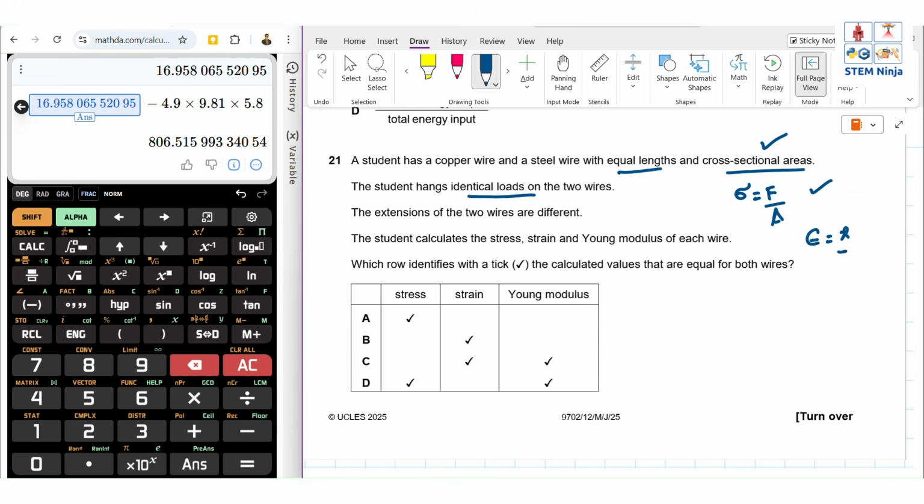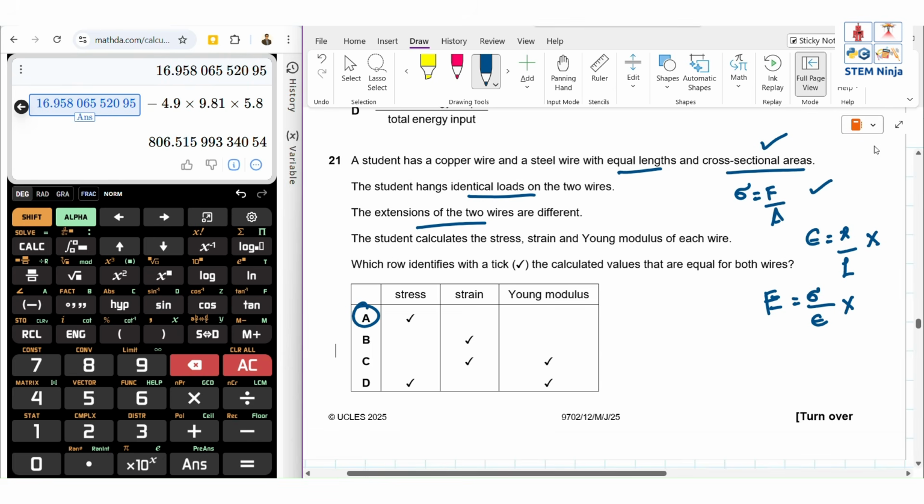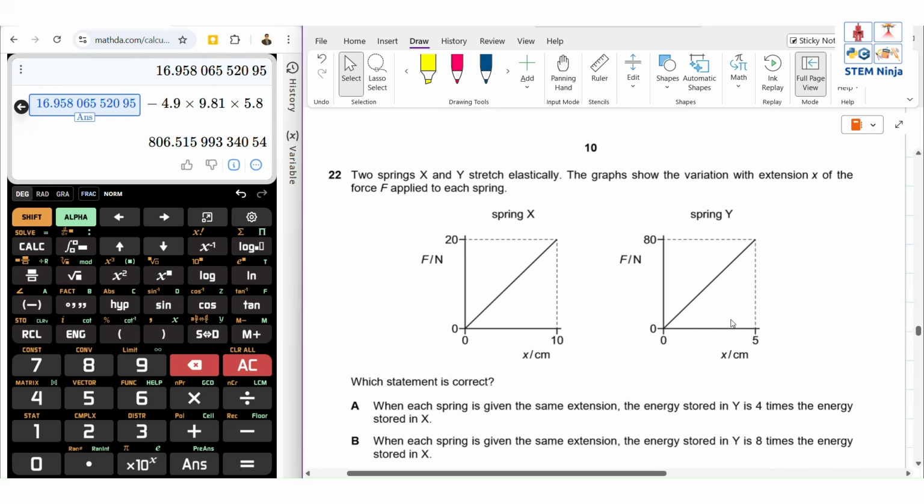Strain is the extension over original length. Extensions are different, so strain will be different. Young modulus is stress over strain, since if strains are different, then Young modulus will be different also. So only stress would be the same. So 21, it's just A. Okay.